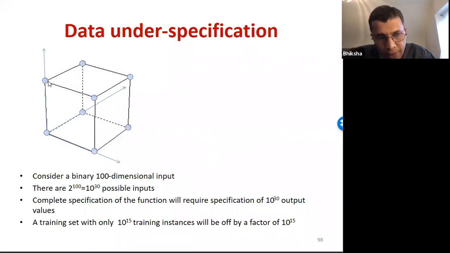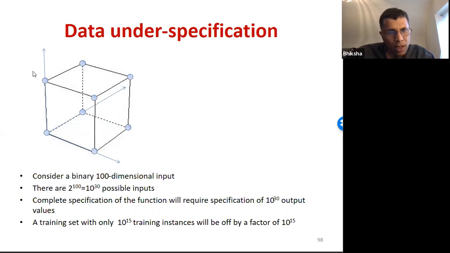So consider a trivial example. Let's say you're working on 100-dimensional binary inputs. That's a tiny image, a 10 by 10 image where every pixel has only 0 or 1 value. So it's really tiny, right? And so you have 100 binary values. There are 2 raised to 100 possible combinations of these pixels, so about 10 raised to 30 possible inputs. And each of these inputs is only going to lie on the corner of a hypercube.